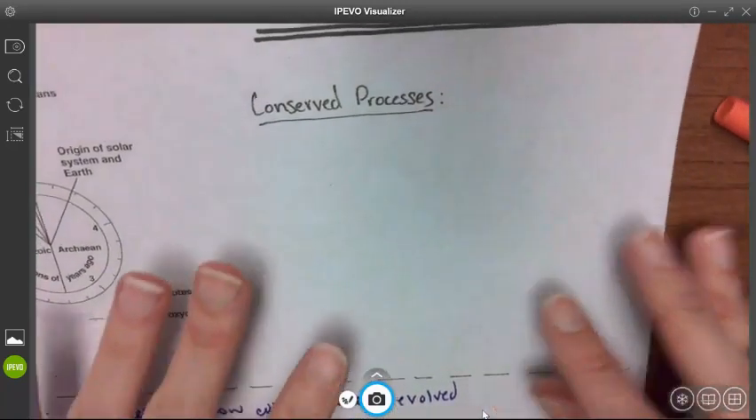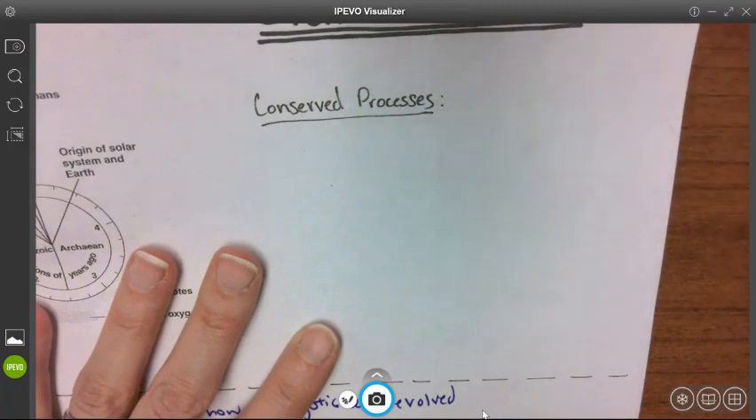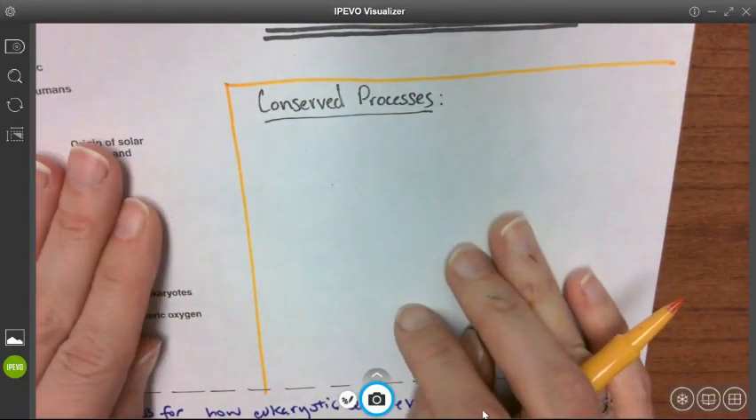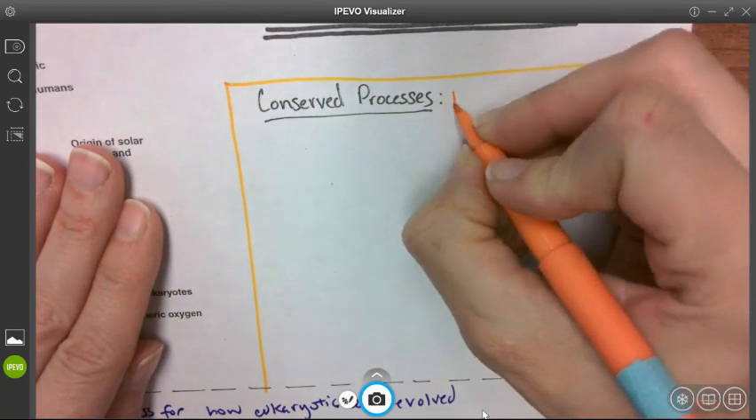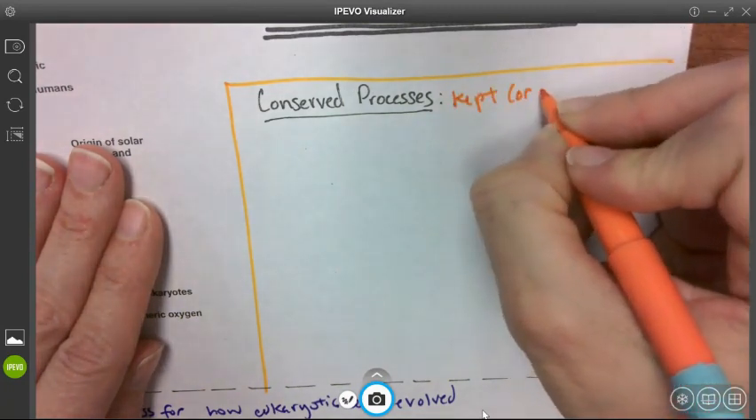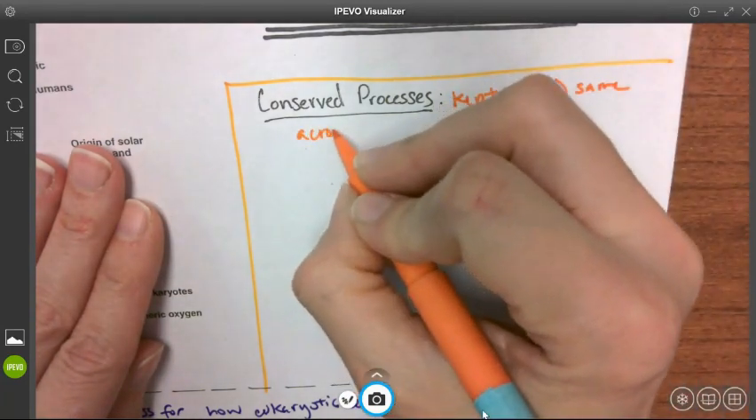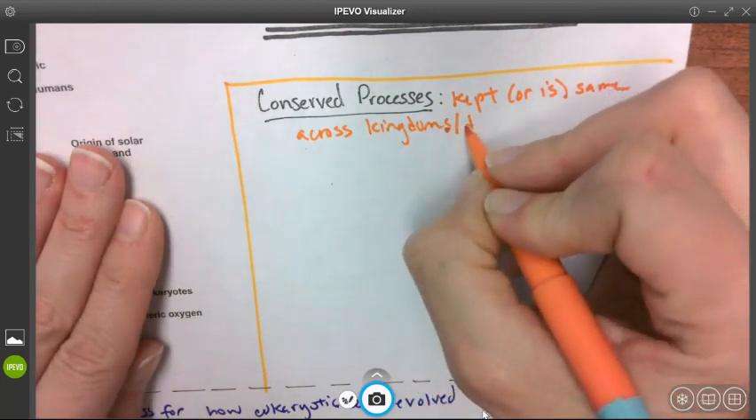Another really important thing to finalize this process is this idea of conserved processes. Again, we've talked about conserved processes before, but they are pretty important. So let's kind of summarize them here. Remember, a conserved process is a process that's kept or is the same across kingdoms and domains.